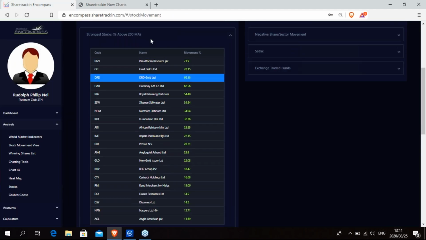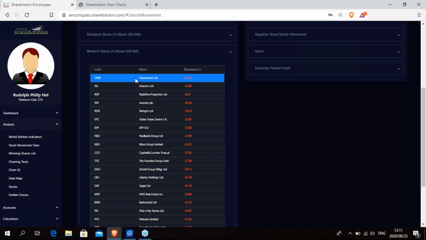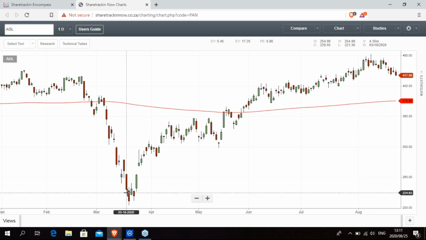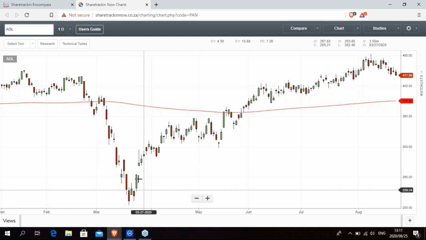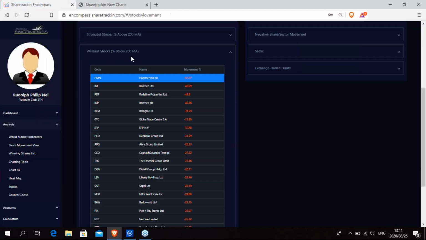Now, if you look at it the other way around, if we go to the weaker stocks, you can see a share like Hammerson PLC, for instance, has fallen by 63.87%. All right, which means this share hasn't really got that much of a chance to really regain and go back to that 200-day moving average. So it means that it's fallen through this 200-day moving average, and it's continuing in that bearish trend. Okay, we obviously want the share to go into a bullish trend.